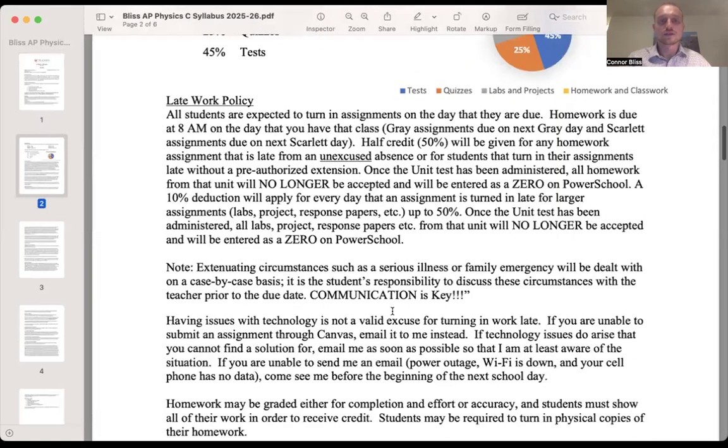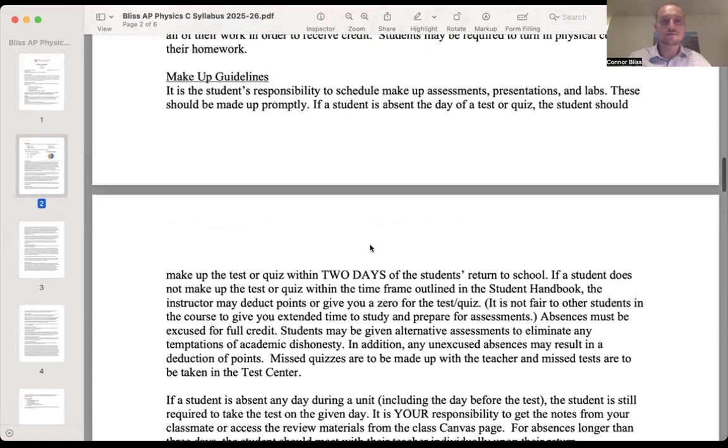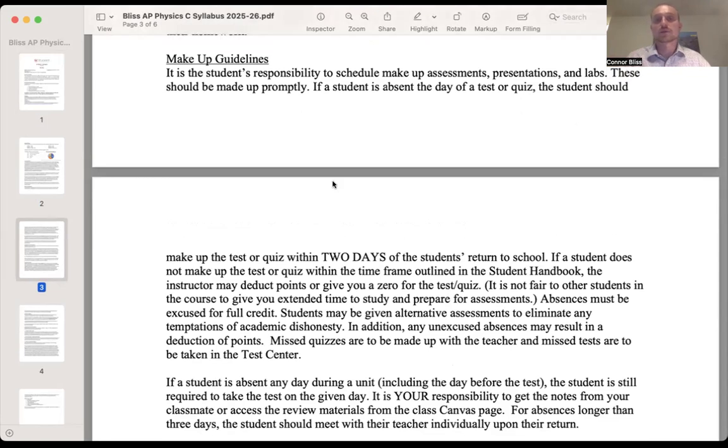Now we come to the bottom of the second page, where we have our makeup guidelines. Basically the premise is that if you end up being absent on the day of a test or a quiz, you have 2 days once you return to school to make those up. With increased community time, flex time, and built-in free periods, we'll have a bit more of a chance to make those up in a timely manner.